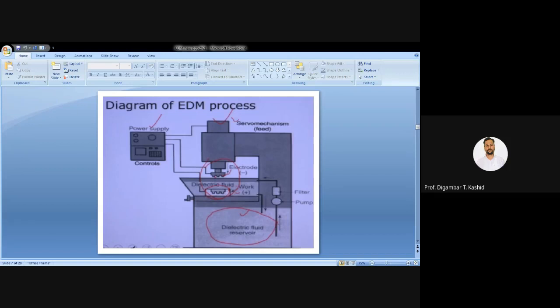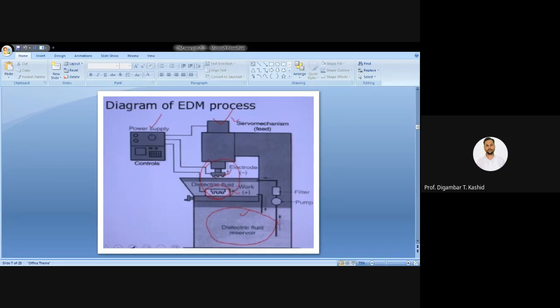Both the tool and the workpiece are immersed into the dielectric fluid. The tool is connected to the negative terminal of the power supply, and your workpiece is connected to the positive terminal of the DC power supply, that we know. This is the control unit. Here you can see the control unit.